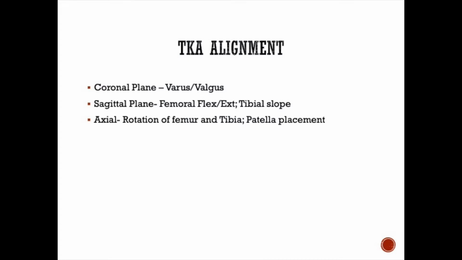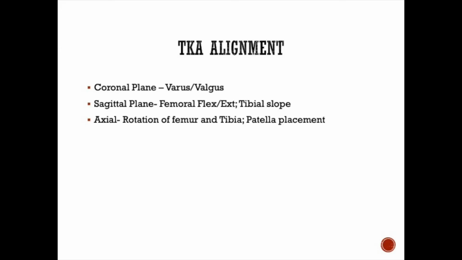So total knee alignment has to follow anatomic alignment. We have to talk about the coronal plane, both varus and valgus, the sagittal plane, which is femoral flexion and extension, as well as the slope of the proximal tibia, and then axial alignment as well, which involves the rotation of the femoral component and the tibia, and therefore the patella placement and patellar tracking as well.